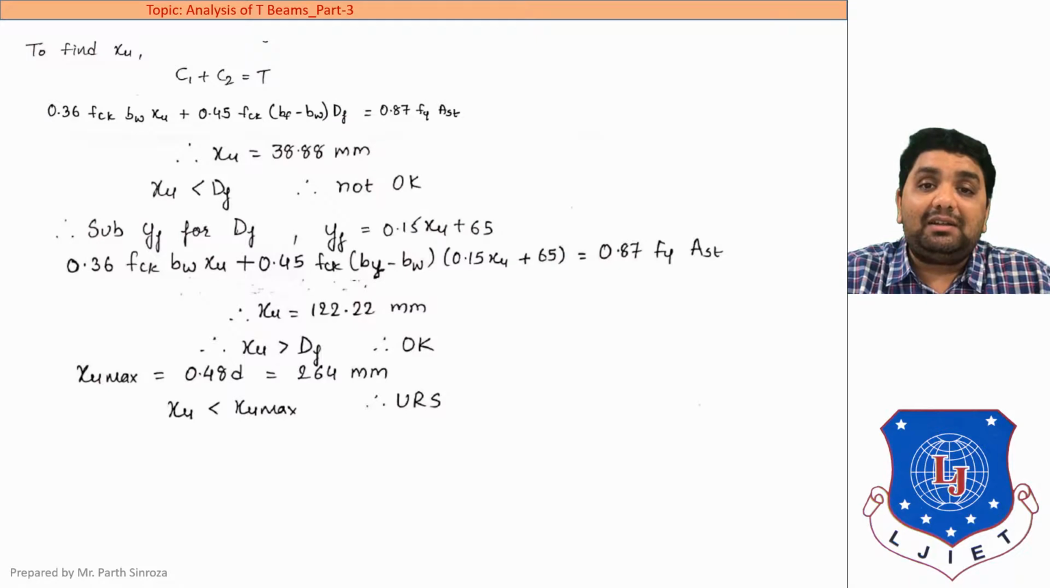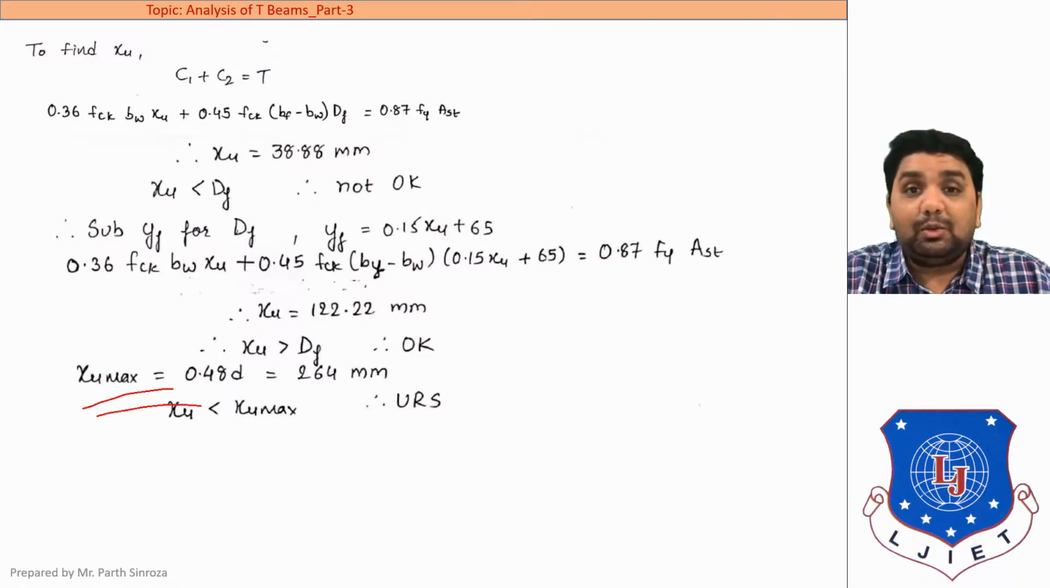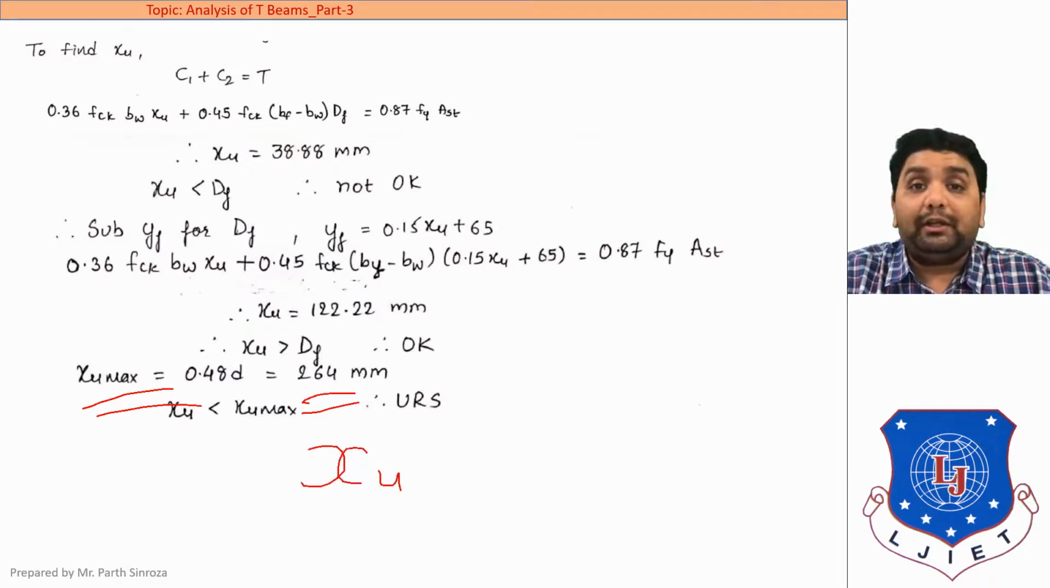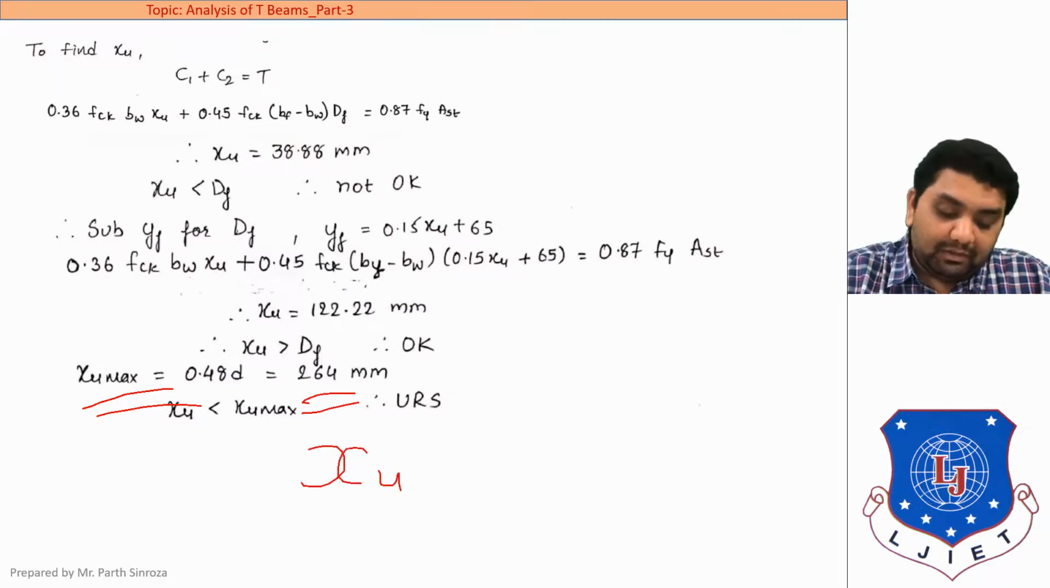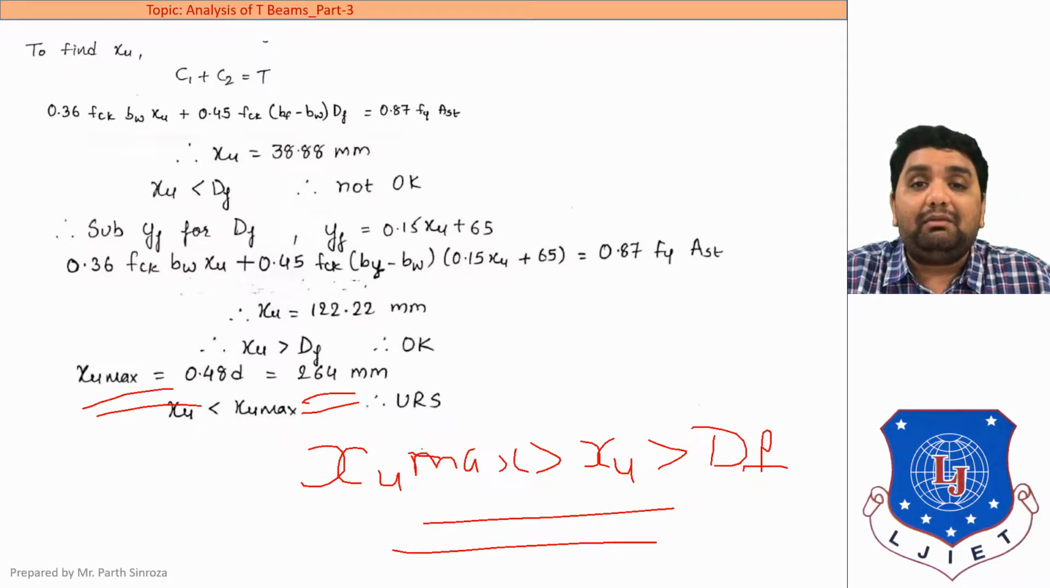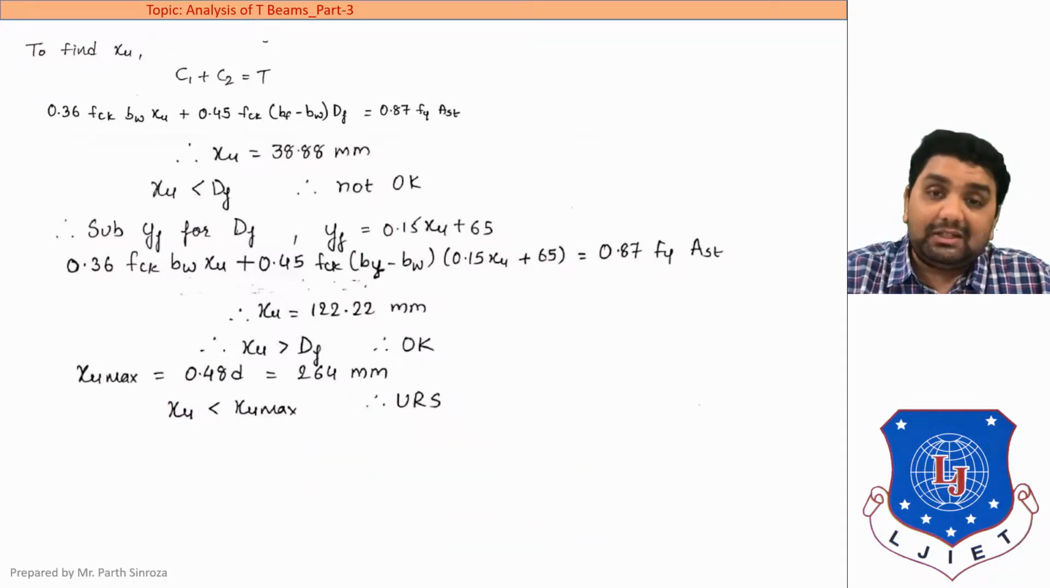Now we need to check the relation between XU and XU max. So XU max, again from the same equation that we have used on page number 70 of your IS code, comes out to be 264. So the ultimate check, that is in clause 2.3, is that XU max must be greater than XU, which must be greater than DF. This has to be checked in every example where you apply equation 2.3. Keep in mind this. Okay? So here our entire check is complete.